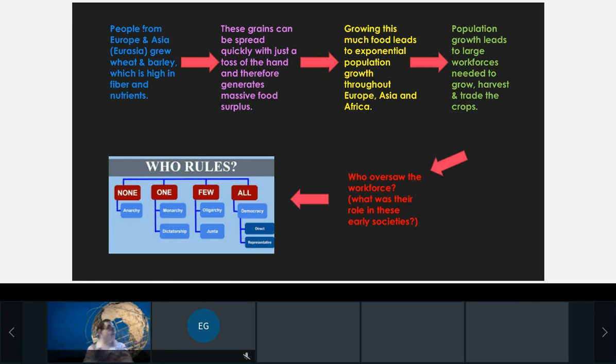One is a what? Or two of them are what? Okay, democracy. Okay, democracy and republics are what? Types of... Yes, Eve, you're right. Government.